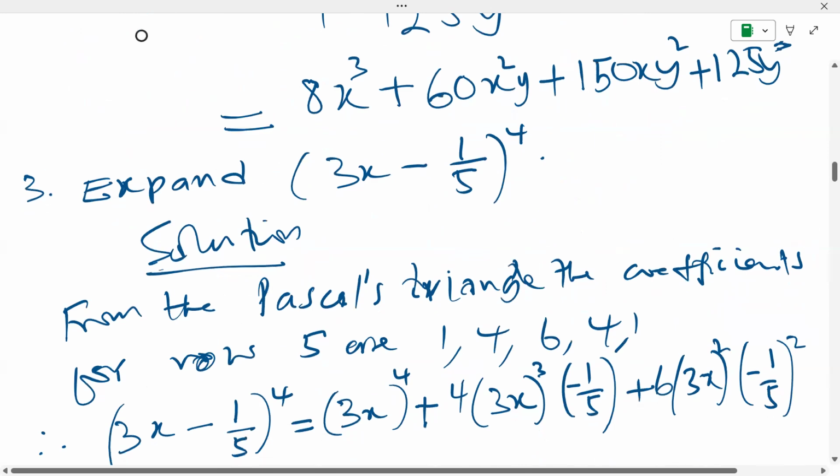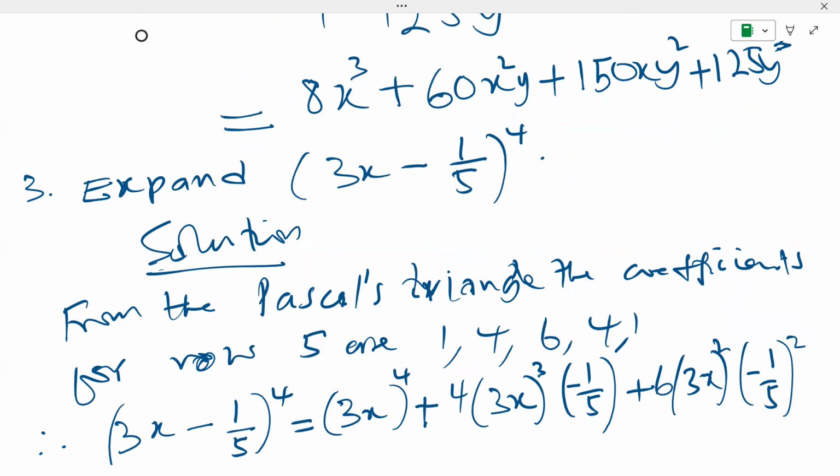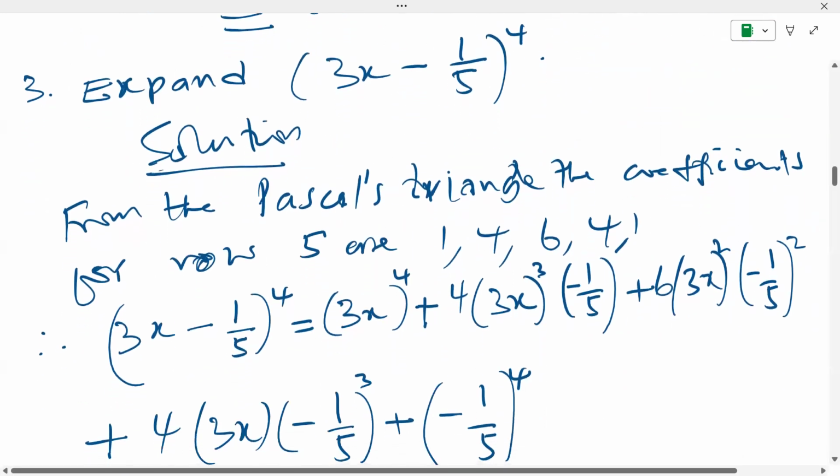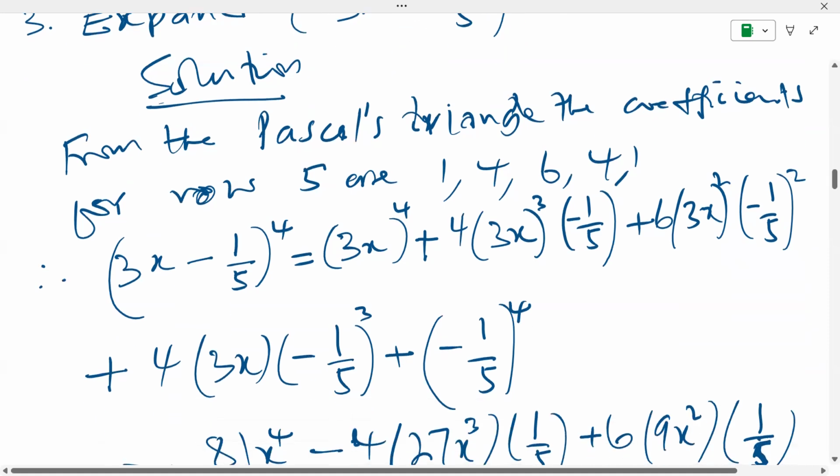Question 3, expand 3x minus 1 over 5 all raised to the power 4. So from the Pascal's triangle, the coefficients for row 5 are 1, 4, 6, 4, 1. So we go through the motions again for this question. So 3x all raised to the power 4. And then our coefficient here is 1. So 4, 3x raised to the power 3 minus 1 over 5 raised to the power 1. Then 6 into 3x all squared. Then 1 over 5 minus all squared. And then we'll move on to 4 times 3x times negative 1 over 5 all cubed plus 1 over 5 negative all raised to the power 4.